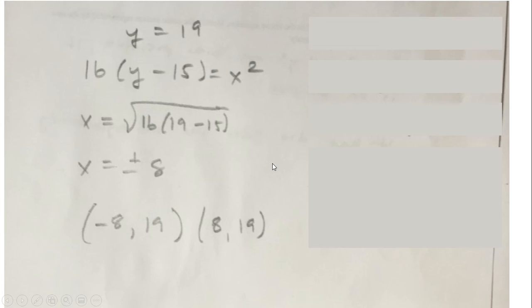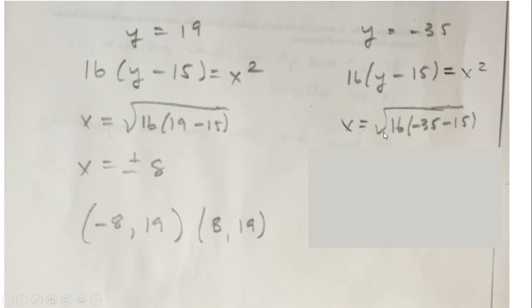Now, what about that other answer that we had, y equals negative 35? Well, if I plug that into this equation, x equals square root of 16 times negative 35 minus 15, well, that is going to be negative, so that's not a real solution. So it's an extraneous answer. So our only answers here are negative 8, 19 and 8, 19.